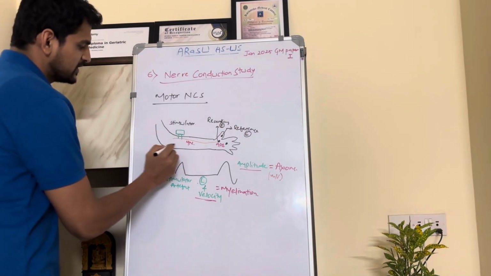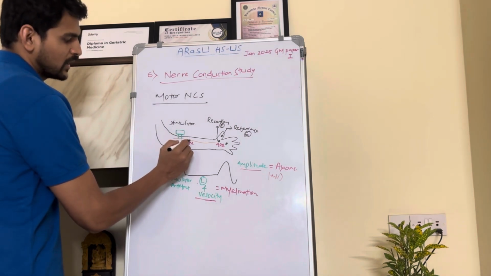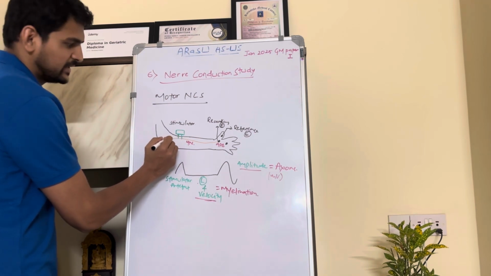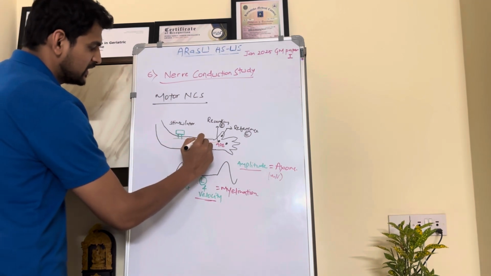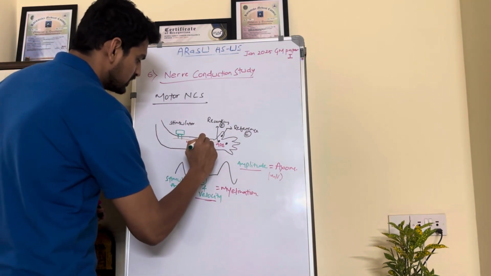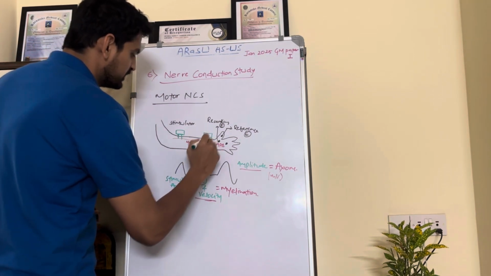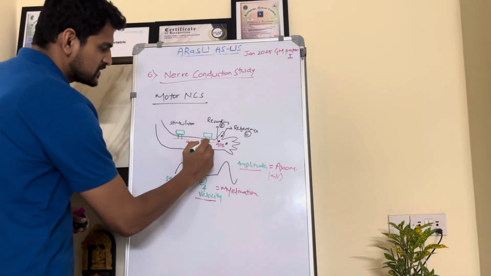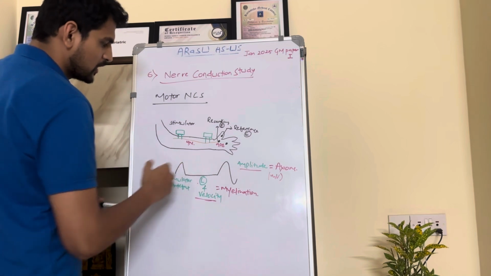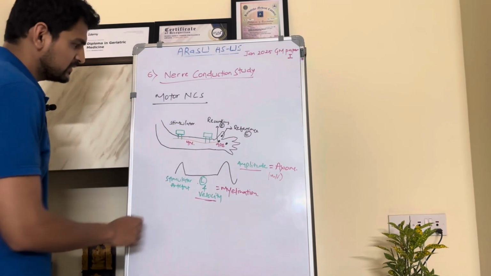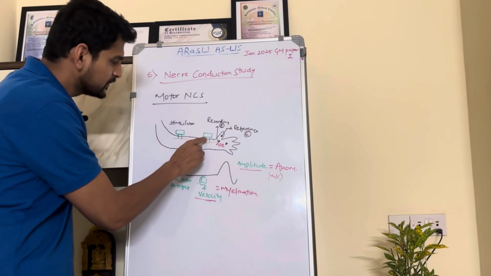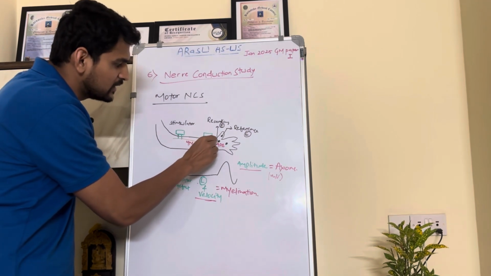See here, if we consider this as elbow, forearm, so first stimulus was given at the proximal site. Second one will be given at a distance. So this will be the distal stimulator. And same, after stimulus, they will record the response again. So again, this will be a similar curve like this. Here what happens is, when we give stimulation at the distal point, the latency will be a little bit short.